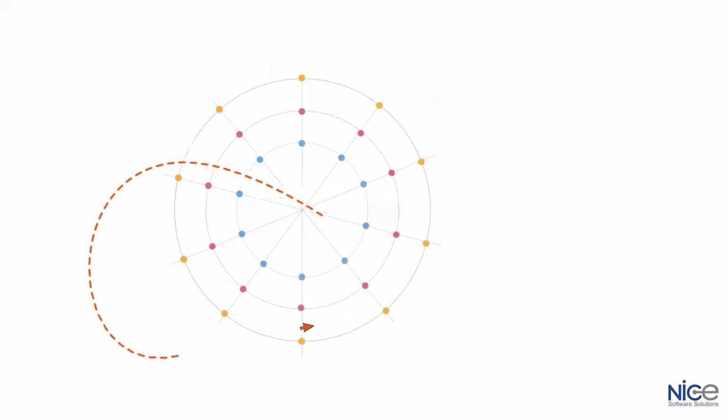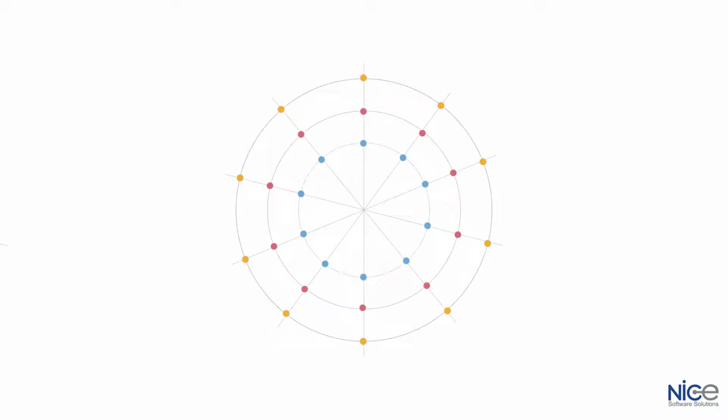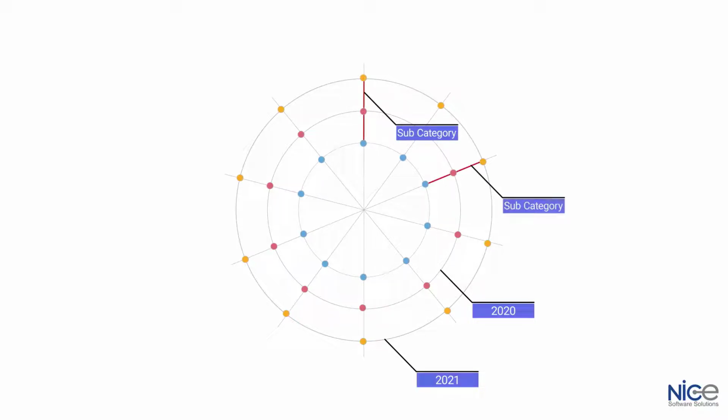A circular radial chart can be used to compare two-dimensional values in a circular format, where each circle denotes one dimension and the lines plotted at various angles denote another dimension. In this video, we will use an aggregated data source to display year-wise subcategorical sales in the radial format. Each circle will represent a year and each line will represent a subcategory.